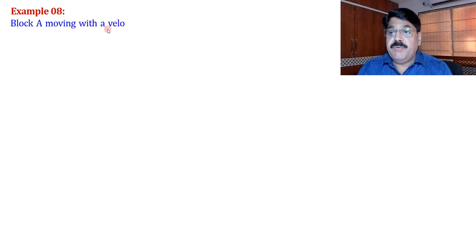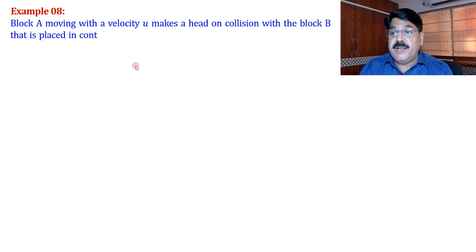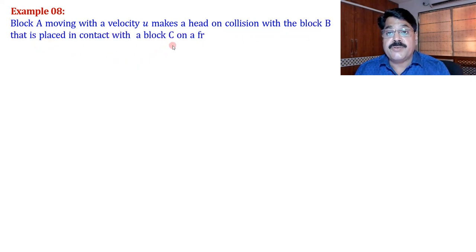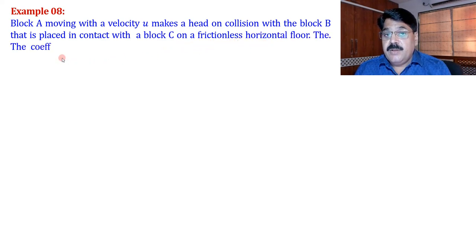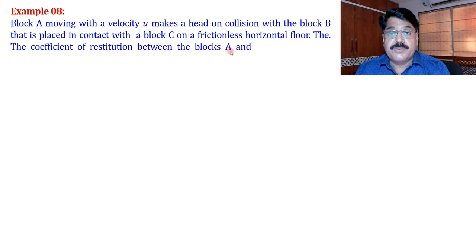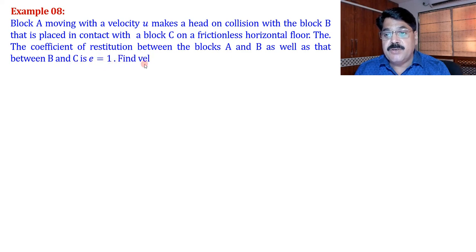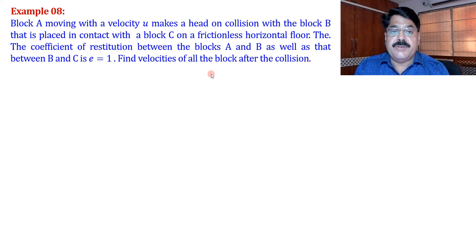Block A moving with a velocity u makes a head-on collision with the block B that is placed in contact with a block C on a frictionless horizontal floor. The coefficient of restitution between the blocks A and B as well as that between B and C is equal to 1. Find velocities of all the blocks after the collision.